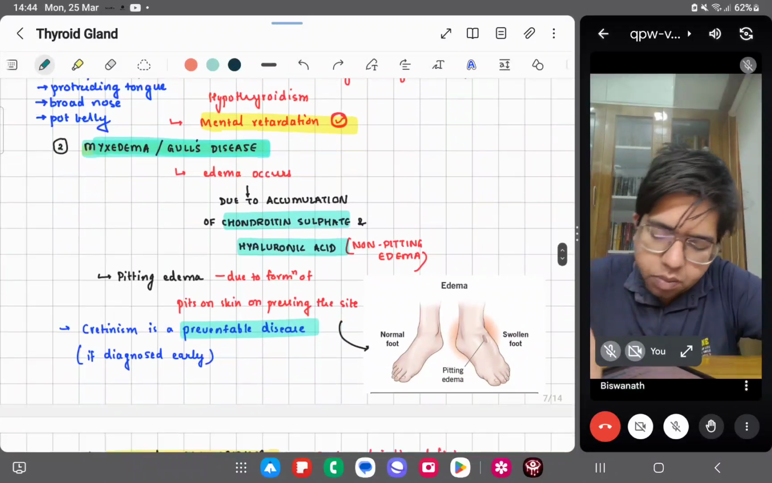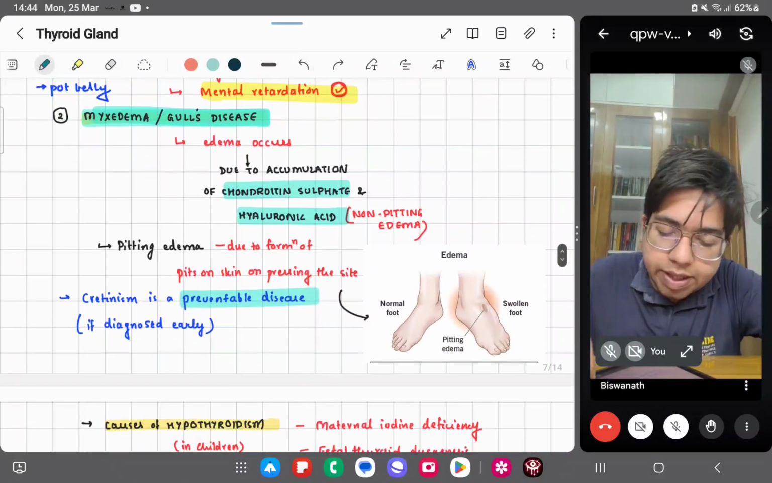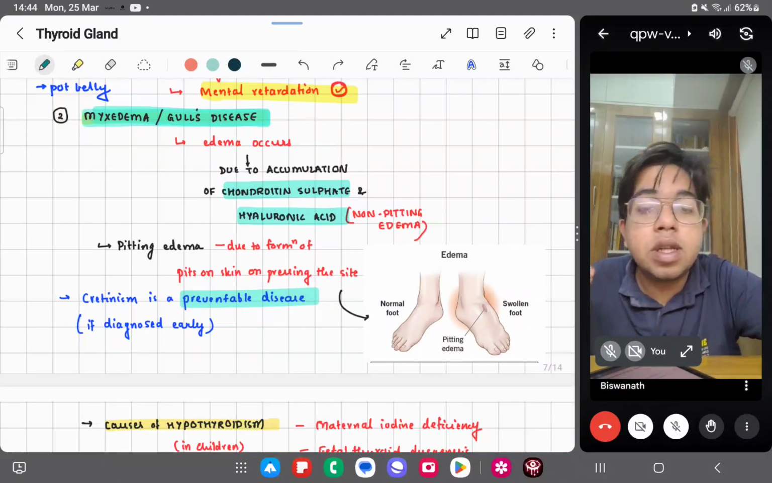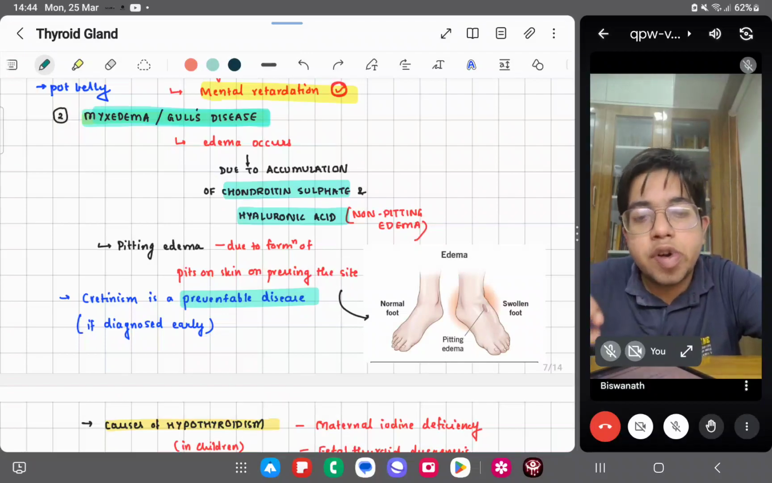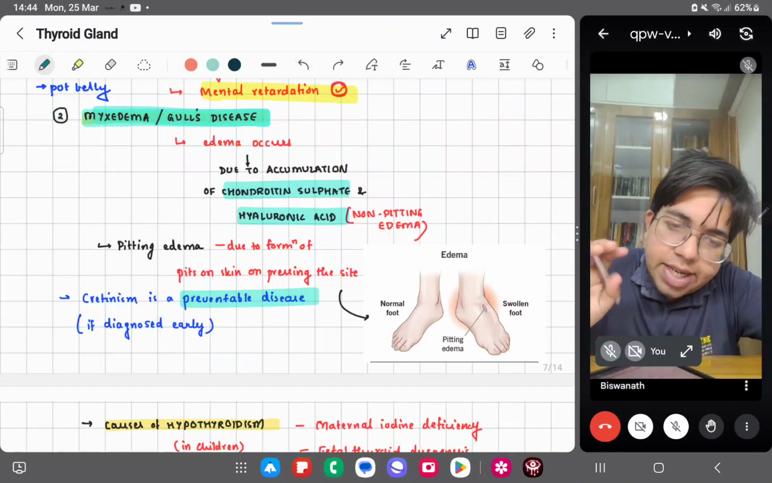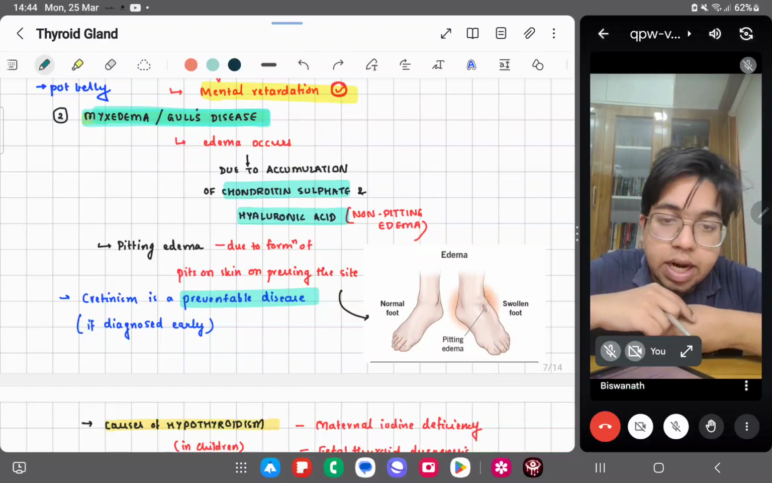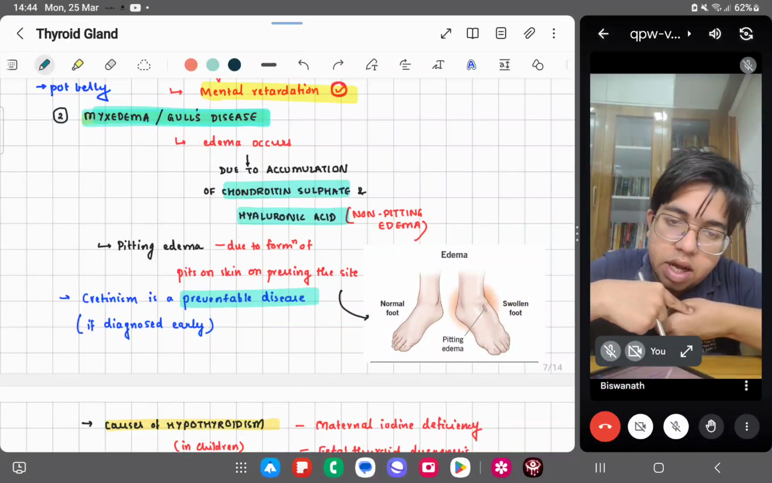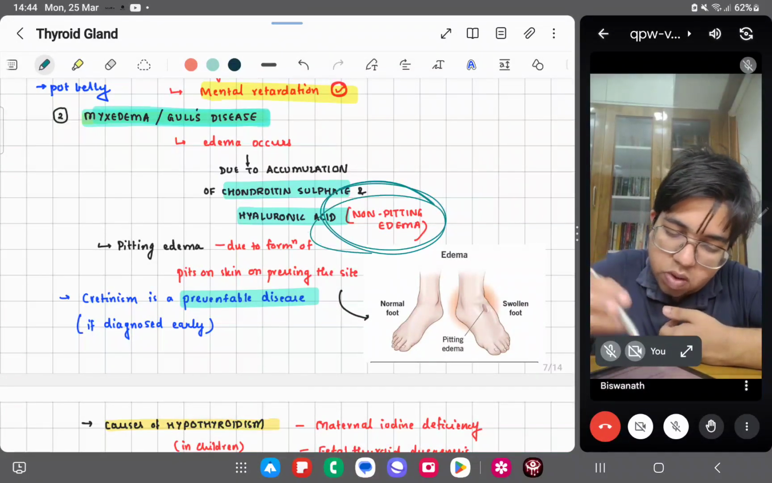Let's talk about myxedema or Gull's disease, in which edema will occur due to accumulation of the substances of your ECM, extracellular matrix, that is chondroitin sulfate and hyaluronic acid. So this all will accumulate. These are your gel-like substances. If you push the skin of the swollen organ, then it will rebound back. This is called non-pitting edema.